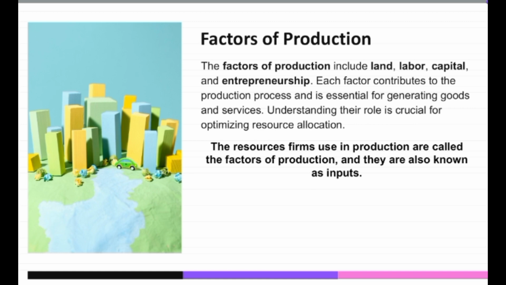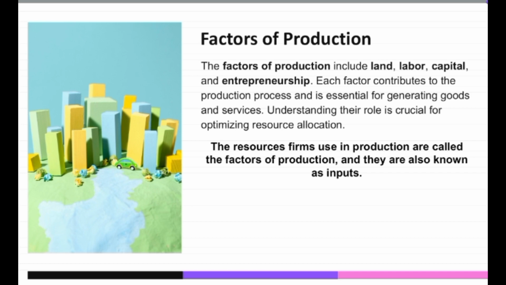As you already know, the factors of production are land, labor, capital, and entrepreneurship. But in the context of production theory, the resources used in production are called the factors of production, and they are also known as inputs. So as I told you, it shows the relationship between the input and output. Output we will discuss later, but the input here is the factors of production, that are land, labor, capital, and entrepreneurship. The factors of production include land, labor, capital, and entrepreneurship.